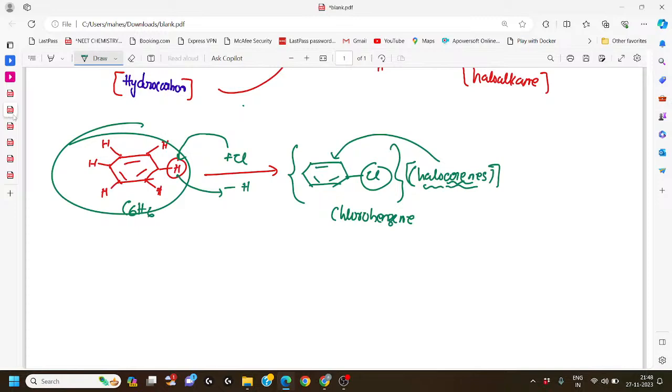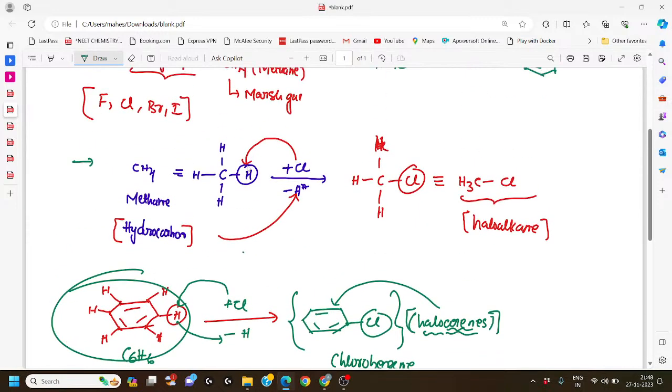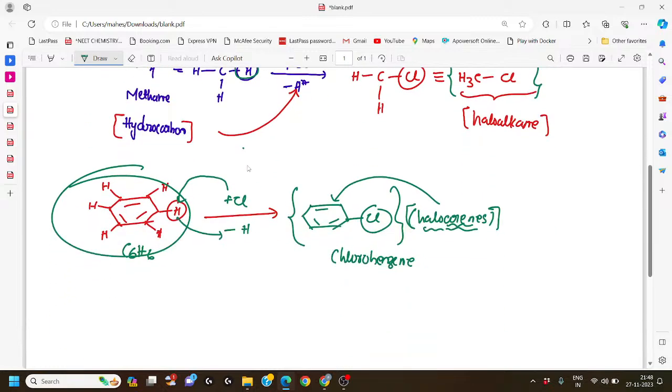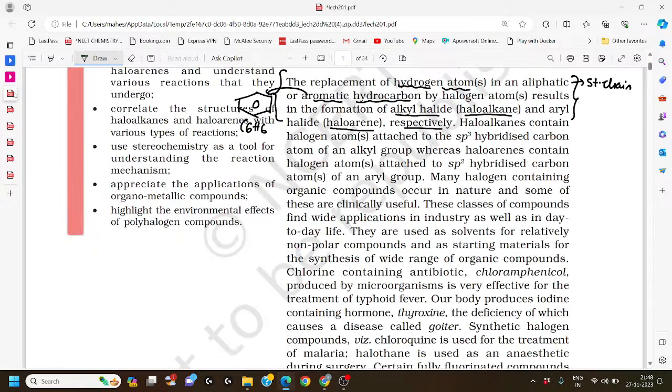Let us understand one more time. Here the hydrogen is replaced by a halogen atom and you will get haloalkanes, and in benzene one hydrogen is replaced by chlorine and we will get the haloarenes, or aromatic arenes. I hope up to this is clear to you.